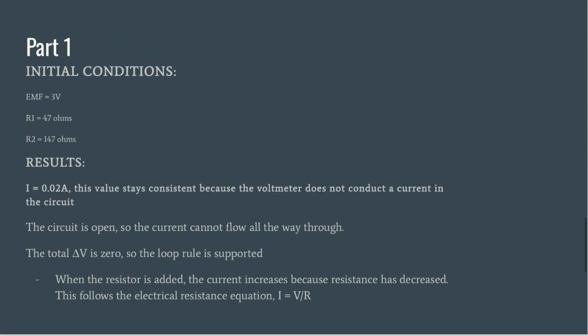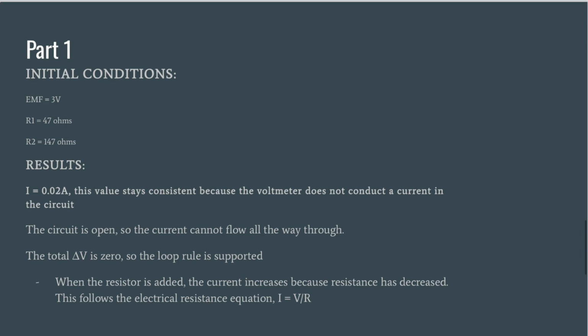Now looking at the Part 1 simulation, the initial conditions are that the EMF equals 3 volts, R1 equals 47 ohms, and R2 equals 147 ohms. The results of this simulation said that the current equals 0.02 amperes.